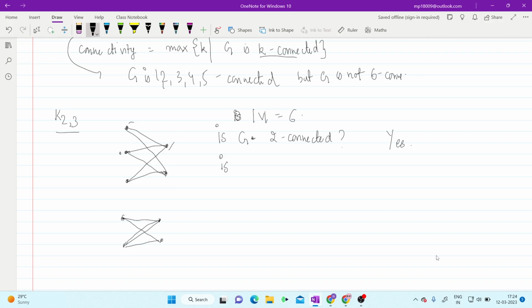Now is G3 connected? What do you think? Is G3 connected? That means you have to check that removal of two vertices should not make this graph disconnected. This depends on the choices of vertices, ma'am. But for connectedness, it should hold.